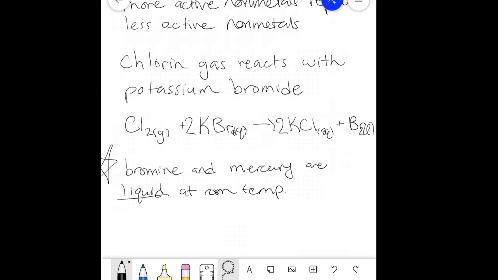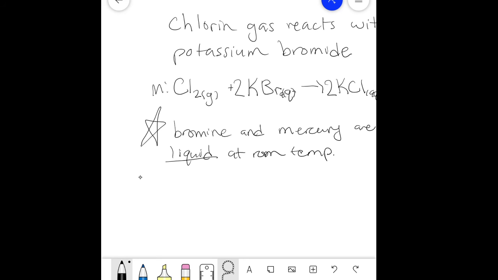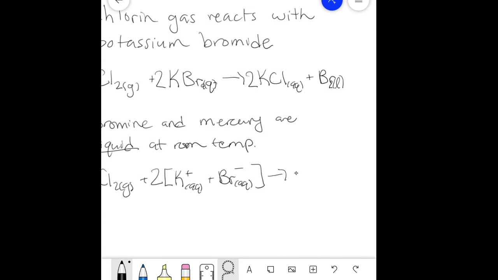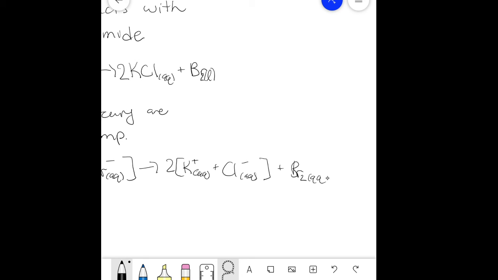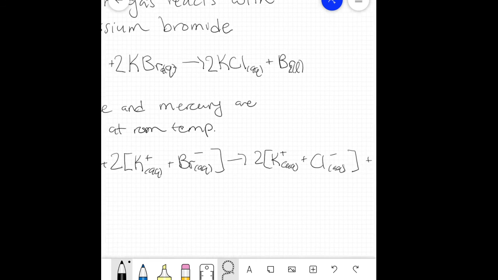You can write a total ionic; that's the molecular. The total ionic equation would just be Cl2 gas plus 2 potassium aqueous plus 2 bromide aqueous gives you 2 potassium aqueous plus 2 chloride aqueous plus Br2, because it goes together with itself, aqueous, that is A. My A's and Q's are very similar.